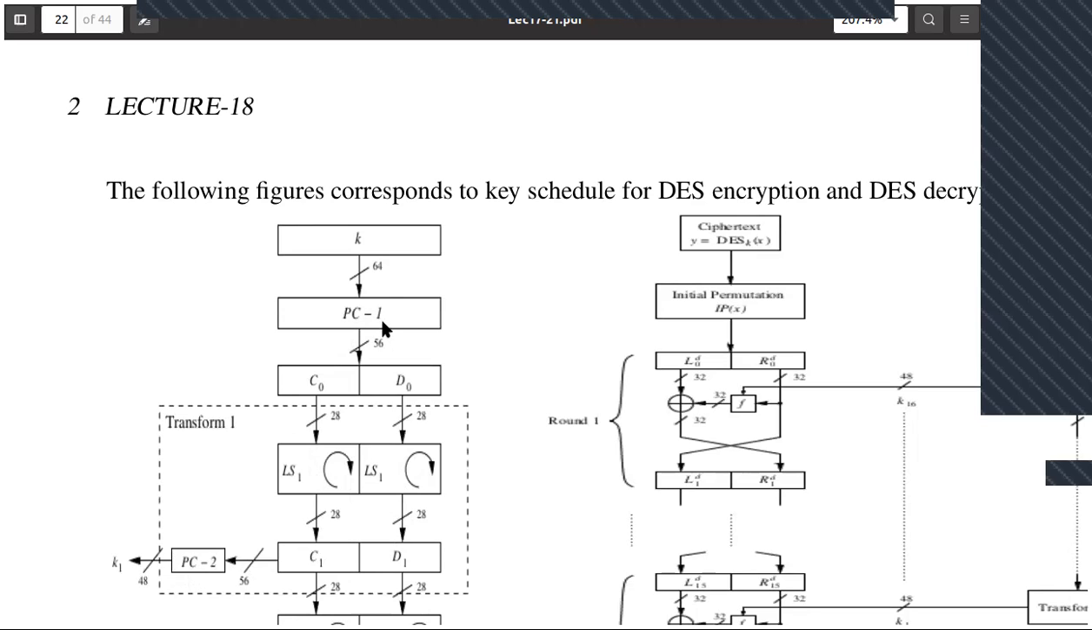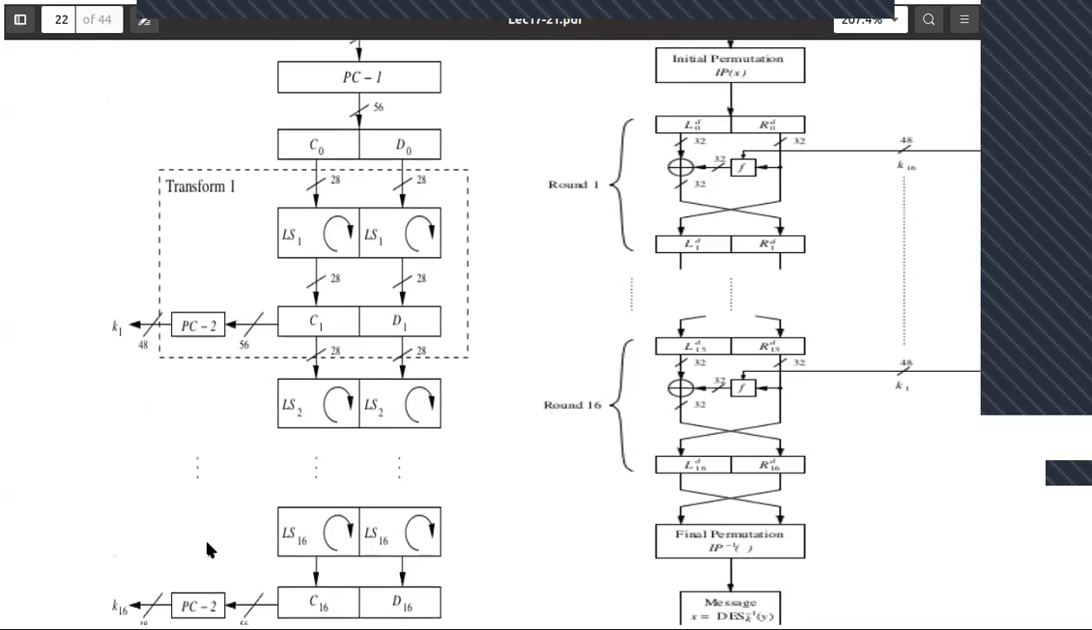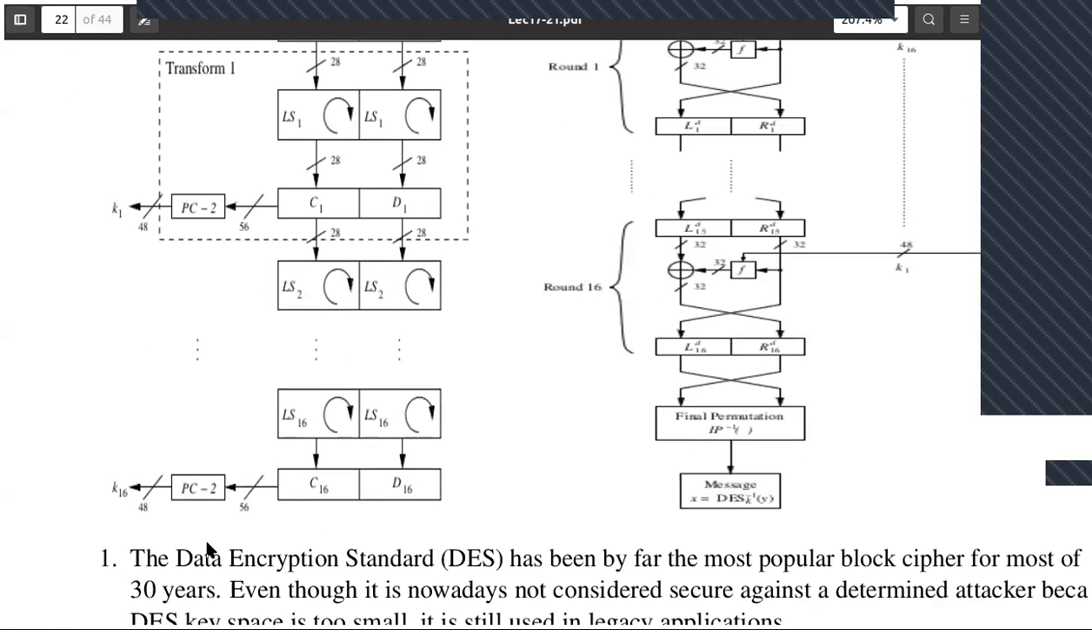Actually there is something called PC1 too. Here the original 64 bits become 56. Don't worry about that, but the actual key size is 64, not 56, in DES. So this 56 becomes 28 and 28. Then again it becomes 48. This is called PC2, where we are removing certain digits. Like that it will go. Yeah, and that is okay.